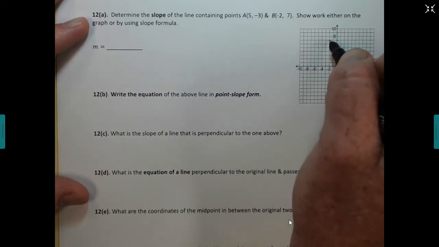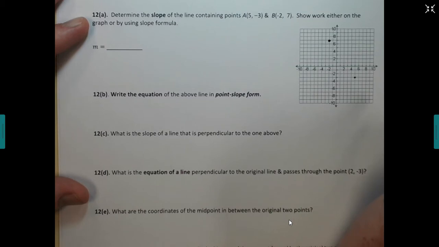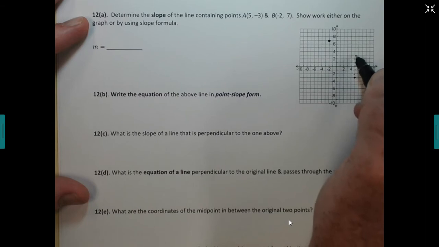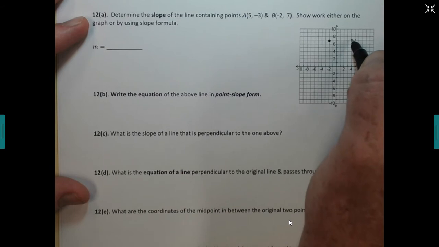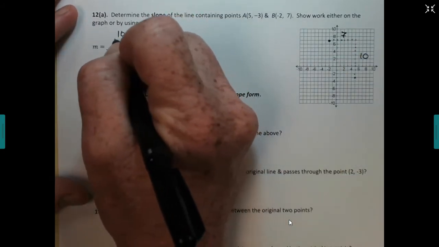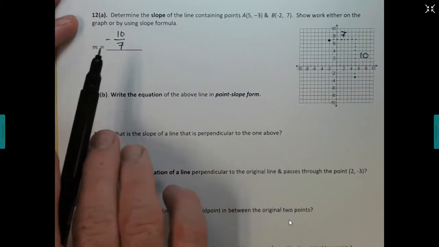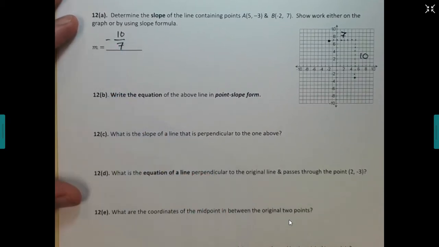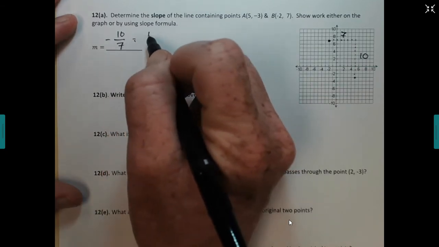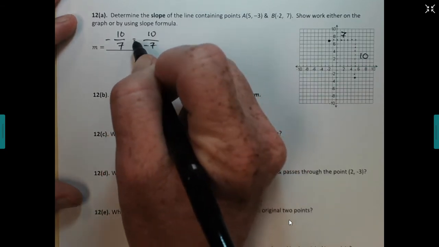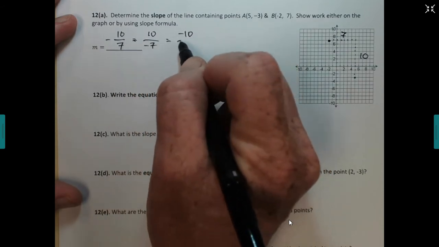-2, 7. There's my line. I just have to count, rise and run. 1, 2, 3, 4, 5, 6, 7. I went up 10 and back 7. Rise of 10, left 7. Makes the fraction. Notice I'm putting the negative out in front, not necessarily with 10 or 7, because this is the same thing as 10 divided by -7, which is the same thing as -10 divided by 7.